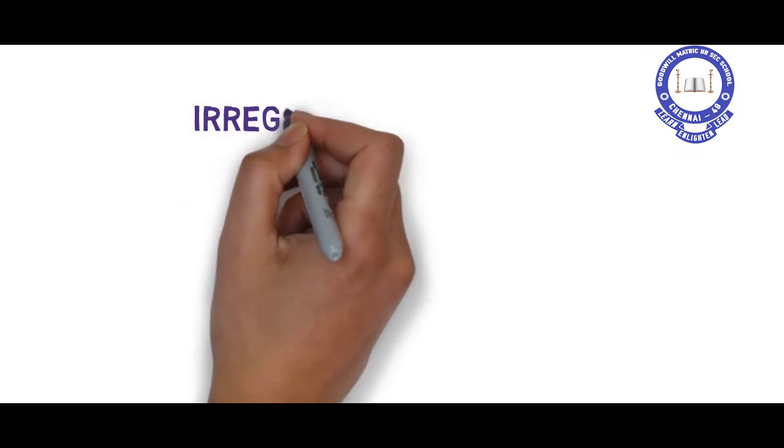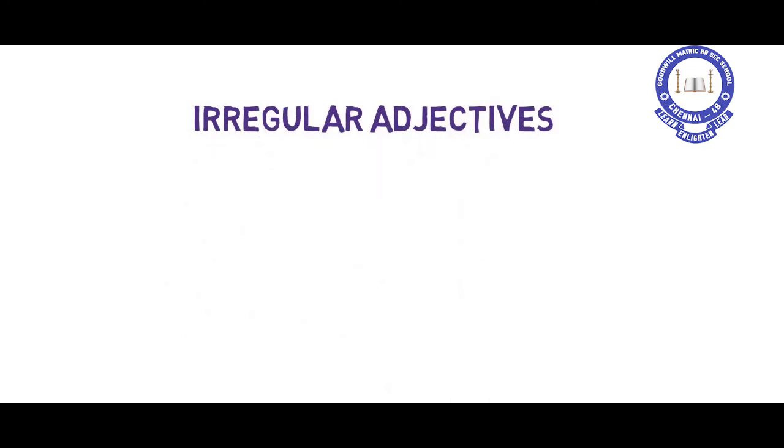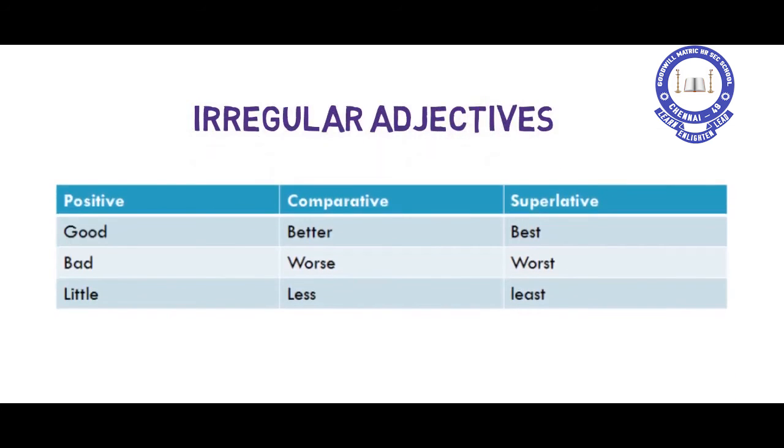Okay, there are some adjectives that cannot be converted like this. These are called irregular adjectives. You can see the example here, children. See, good, better, best. So here we are not adding ER or EST or R or ST. That is why we call them irregular adjectives. Okay, see, bad, worse, worst, little, less and least. So these adjectives don't follow any rules we discussed before.